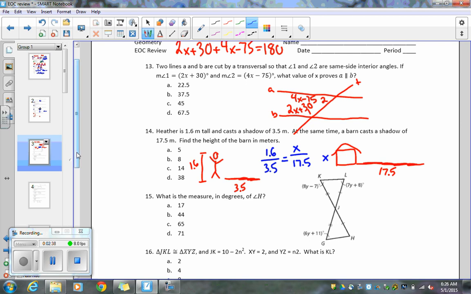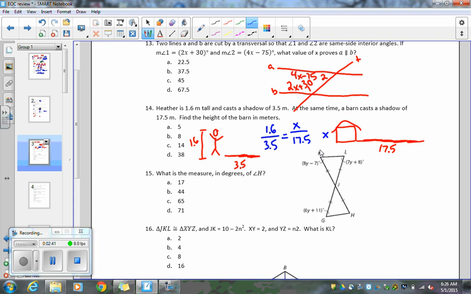Next question, 15. What is the measure in degrees of angle H? So we're looking for this angle here. But before we do that, we've got to solve for y. What we have here are two congruent triangles. Notice the setup of these two angles: angle G is congruent to angle K. So I'm going to set these equal to each other: 8y minus 7 is equal to 6y plus 11. I'm going to figure out what y is.